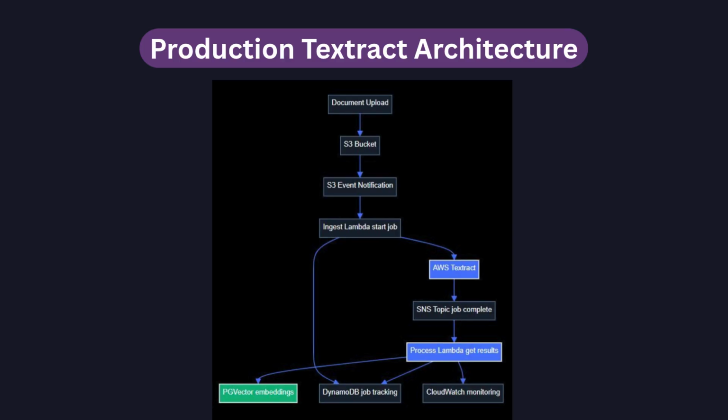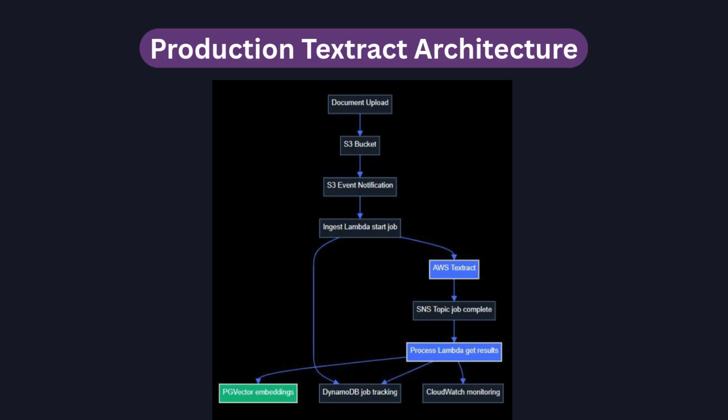In a production environment, AWS Textract is used in an event-driven architecture. The process starts when a document is uploaded to an S3 bucket. This upload triggers a Lambda function that starts a Textract job. The job is tracked using DynamoDB, which stores metadata such as job ID, file location, and processing status. Once Textract completes processing, it sends a notification to an SNS topic.